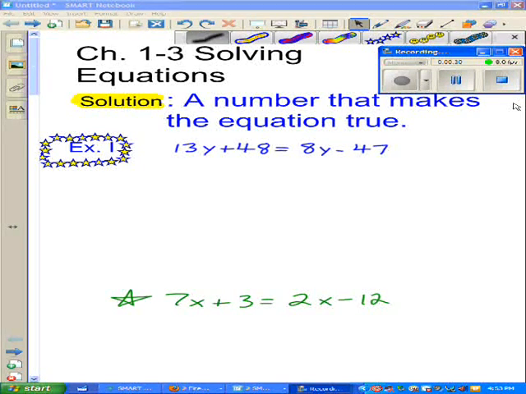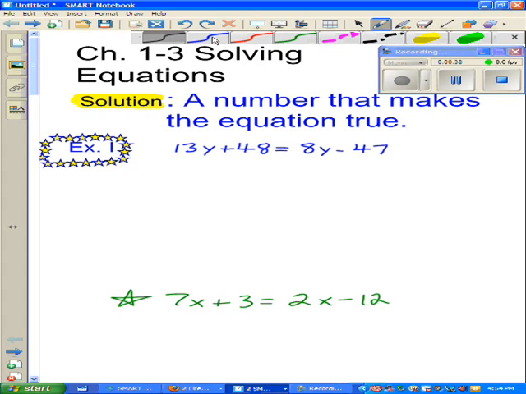Equation with a variable on both sides. You'll notice I've got a 13y and an 8y on both sides. This is a problem. So let's go ahead and start solving this. I like to start with my variable. I'm going to subtract 8y from both sides. Obviously these will cancel. Over here we'll be left with a 5y.